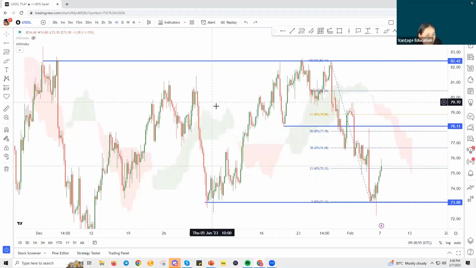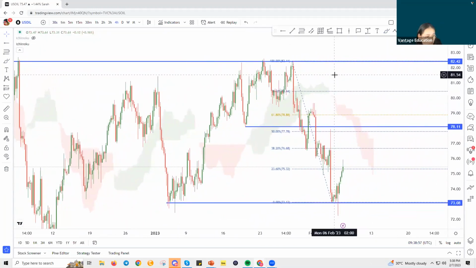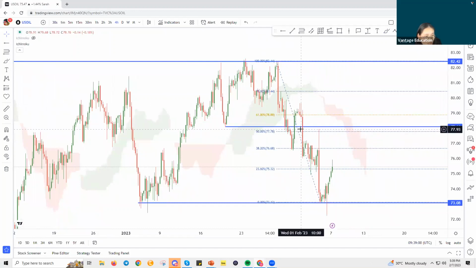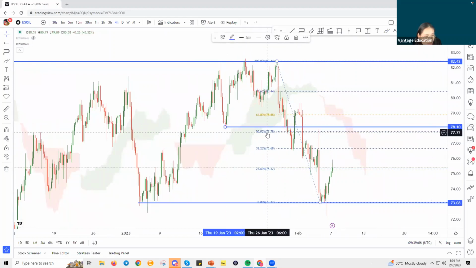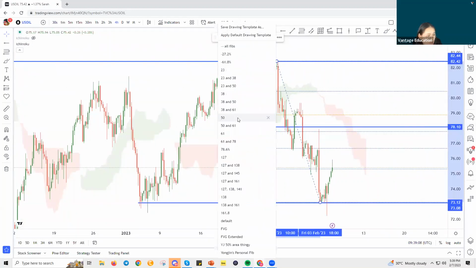Okay, now let's move on. So here I can see my 50% lines up with this pullback resistance level. So I'm going to remove the others.